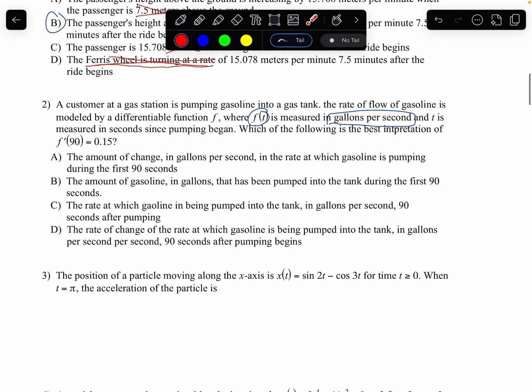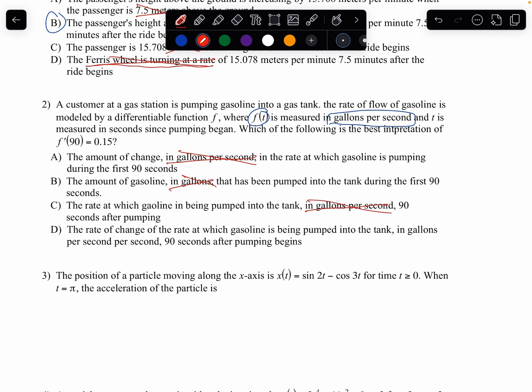Okay, so the amount of change in gallons per second in the rate at which gasoline is pumping during the first 90 seconds. The derivative at 90 seconds is going to be in gallons per second. So that's what I'm looking for. The amount of gasoline in gallons, nope, not going to be measured in gallons. The rate at which gasoline is being pumped in the tank in gallons per second, nope.